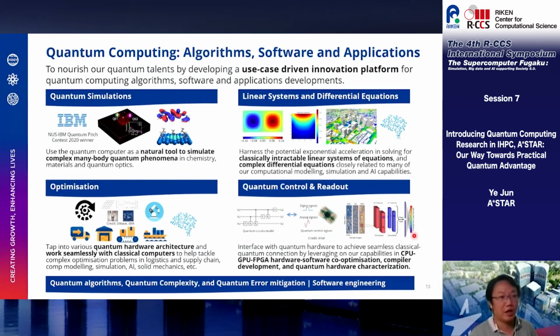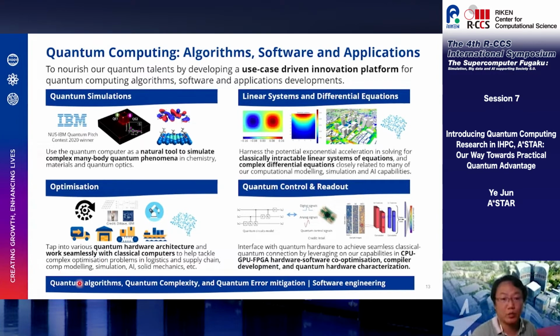So here is the introduction of all the major research domains in IHPC for quantum computing. As I just mentioned, we are looking at quantum simulations. We are also looking at using quantum computers to solve linear systems and differential equations, for example, for this waveguide problem, as well as for time-dependent heat transfer problems. We are looking at the possibility of harnessing the power of quantum computers to solve large-scale computational fluid dynamics problems for urban design, and also for AI model training. And we are also looking at optimization as well as quantum control and readout.